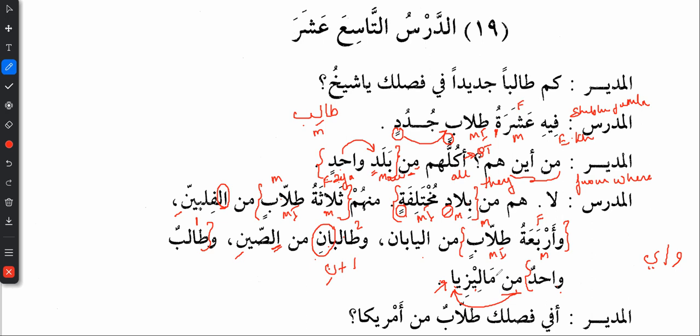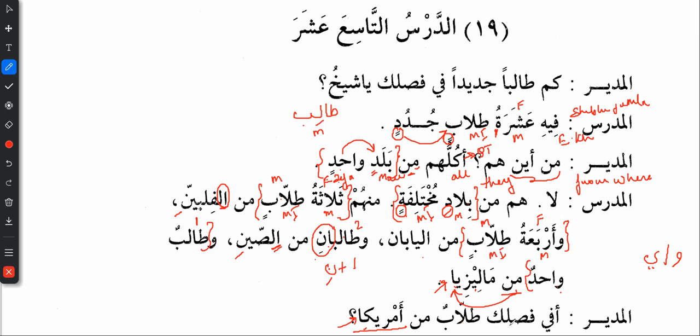And the mudir says, mudir means principal or the manager, Afi faslika tullabun min Amrika. So this is another example of a country name that will not take lam at-ta'rif, and at the end it has a long vowel. So this country name will not take a visible kasra. So min Amrika. And in Arabic, you say kasra muqaddara.